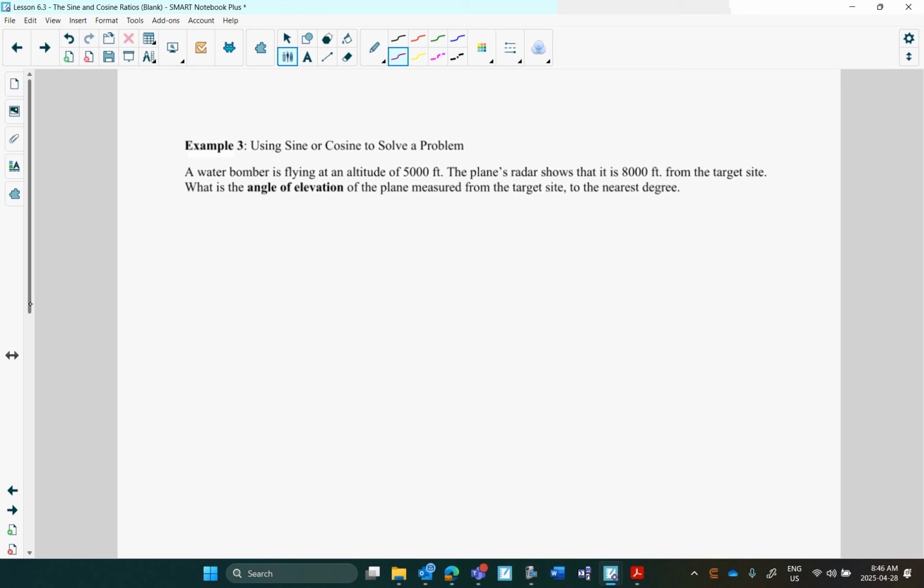Well, first of all, let's draw this. And we should be able to make a right triangle out of this situation. So I'm a pretty lousy drawer, so here's my plan. There's my water bomber. And here's the ground. And obviously the target site, where it wants to drop the water, is somewhere off in the distance. So somehow I have to make a right triangle out of this situation.